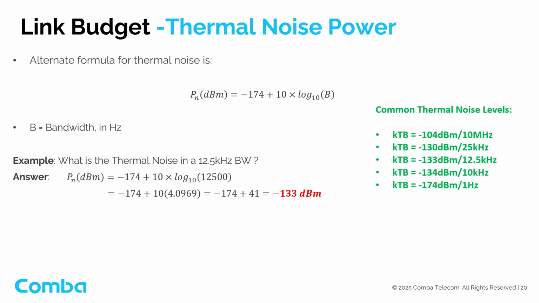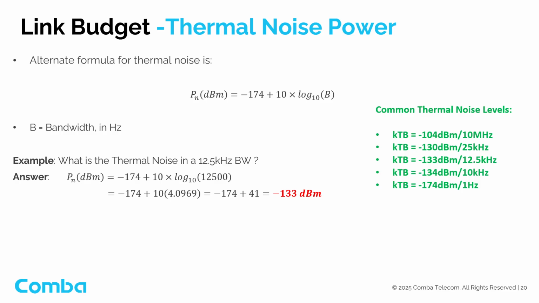Now, since we know the thermal noise power of a 1 Hz bandwidth is equal to negative 174 dBm, we can use the following formula to calculate the thermal noise power over any bandwidth while assuming a standard room temperature. The formula is the noise power in dBm is equal to negative 174 dBm plus 10 times the log of the bandwidth in Hertz. So let's look at an example.